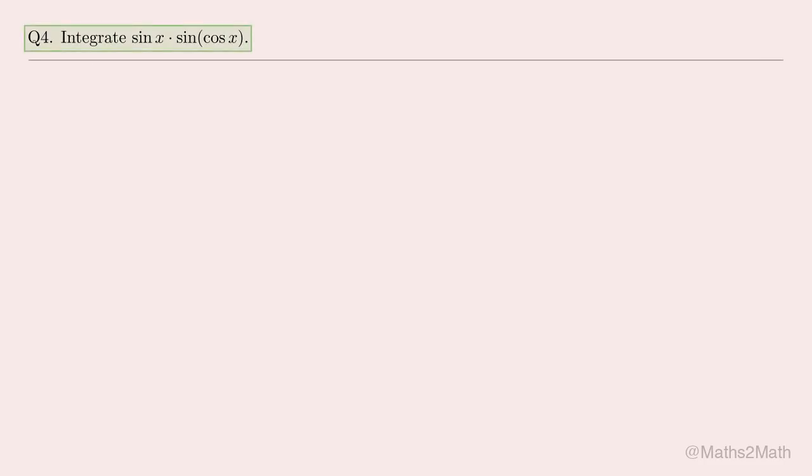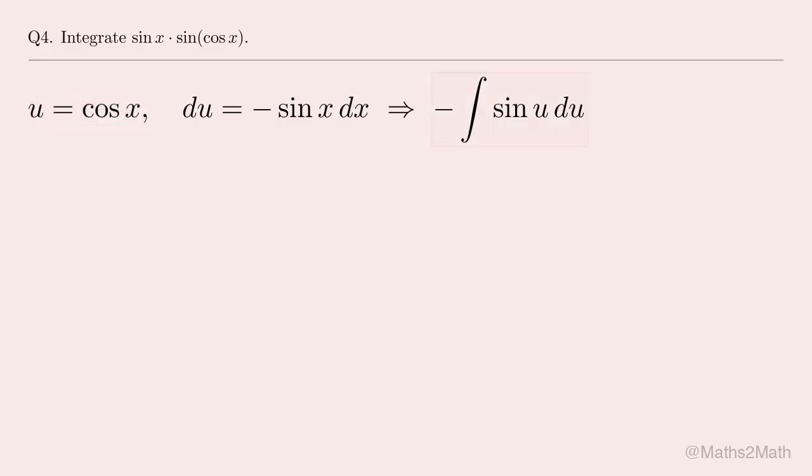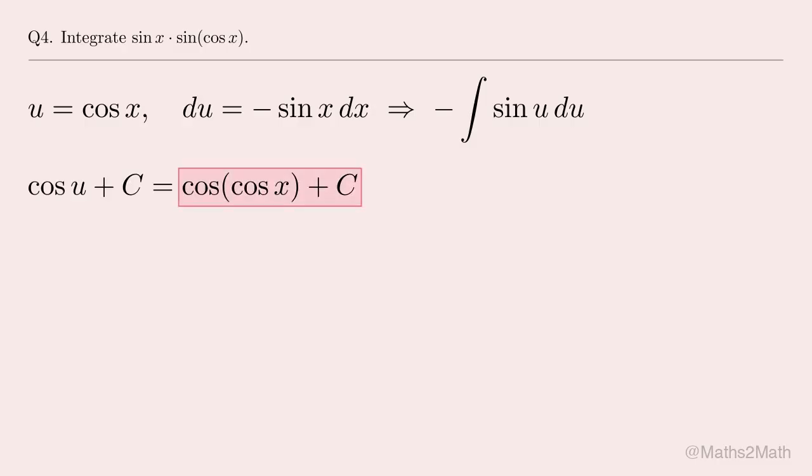Question 4. Sine of cosine x, escorted by sine x, the derivative of cosine up to sign. Substitute the inner cosine. u equals cosine x gives du equal to minus sine x dx. Minus the integral of sine is cosine.